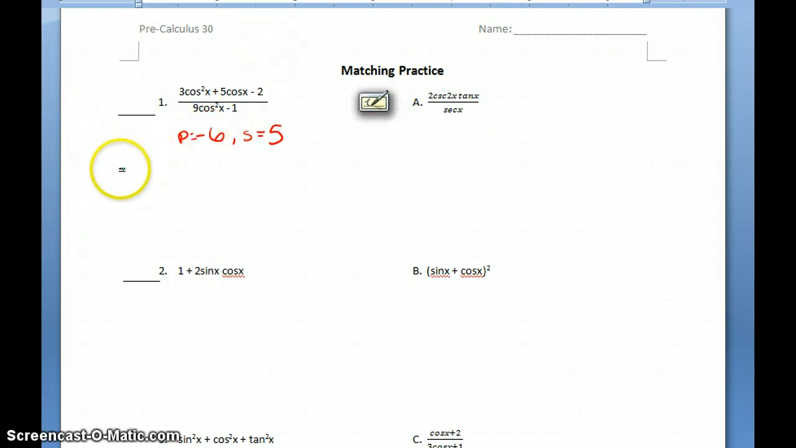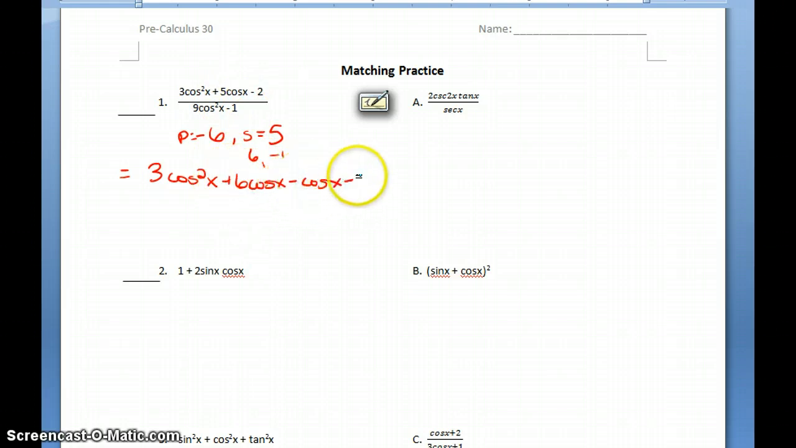So what we're going to do is rewrite this middle term as whatever would be a product of negative 6 and a sum of 5. If you think about that, well, that is 6 and negative 1. Okay, so we're going to write this as 3 cos squared x plus 6 cos x minus cos x minus 2. That's all divided by, if you want to leave the bottom for now, or you can do this all in one step.